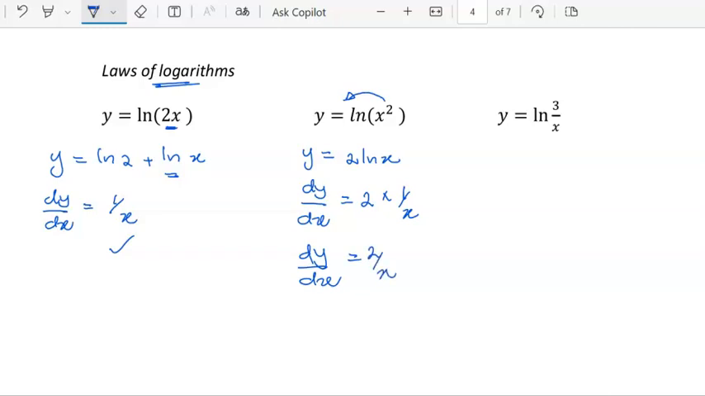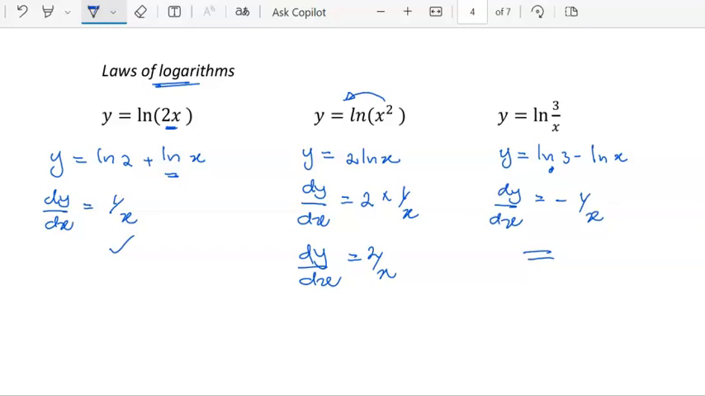What about this? It's the same thing. If you see a division, it means that it was a subtraction. That means this is natural log of 3 minus natural log of x. That means my dy dx is equal to the derivative of natural log of 3, that's a constant, so the derivative is 0, and the derivative of natural log of x, which is equal to 1 over x. That is your derivative. So when you are trying to find the derivative of natural logs, you are using the laws of logarithms to simplify your expressions, and then you find the derivative.